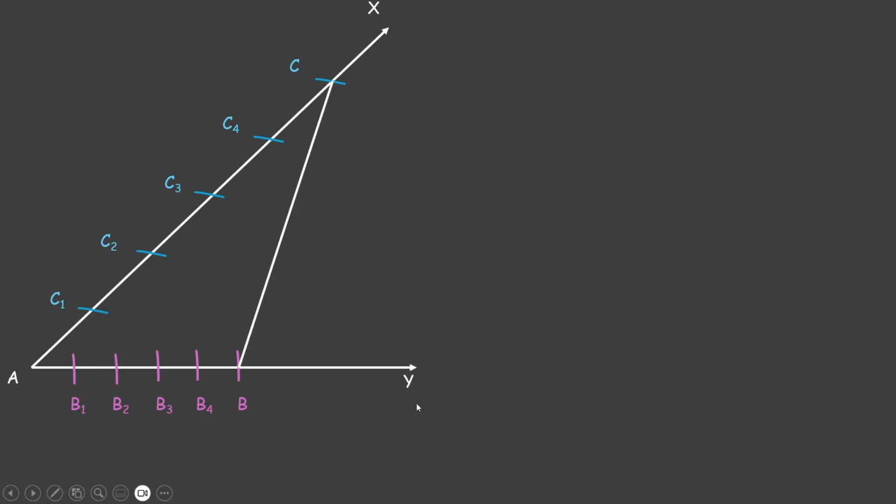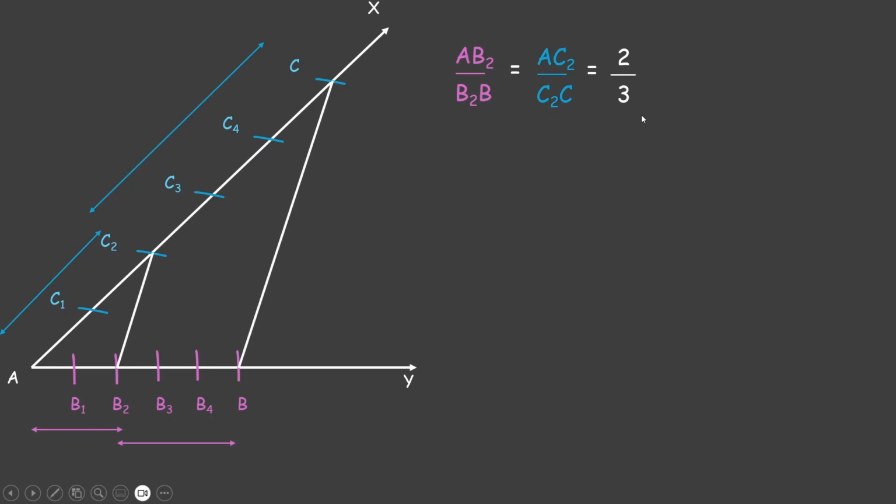Let us also try and see what happens if we connect B2 to C2. Once again, we are going to check the ratio. AB2 will be 1, 2. B2 to B will be 1, 2, 3. So this is going to be 2 by 3. AC2 is 2 into 2, which is 4, and the distance between C2 and C is 2, 4, 6. So 4 by 6, which is again 2 by 3. So these ratios are equal to 2 by 3.